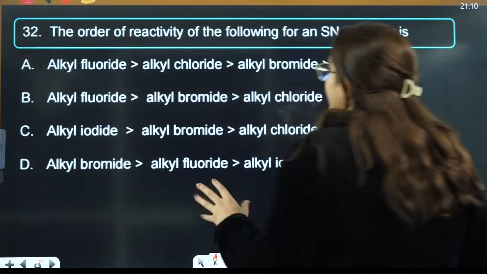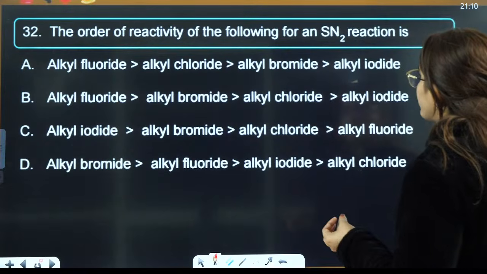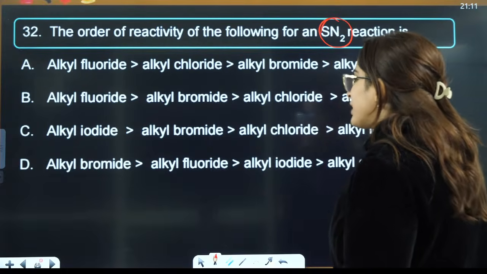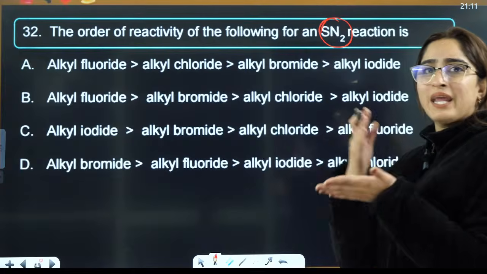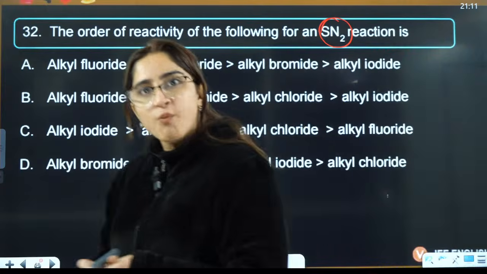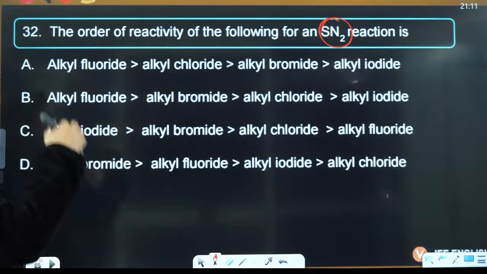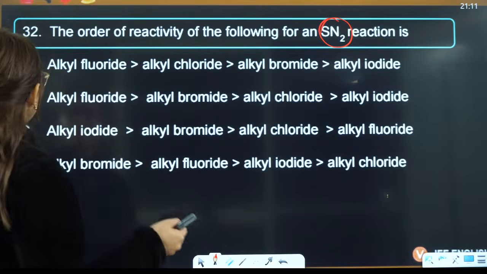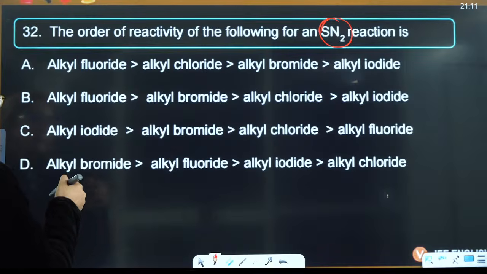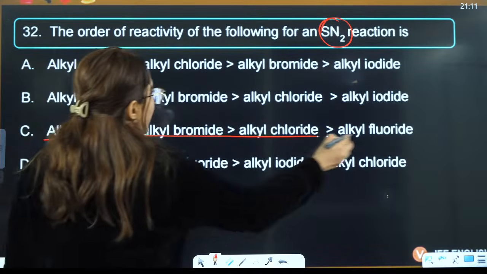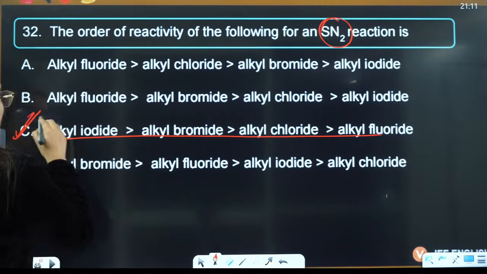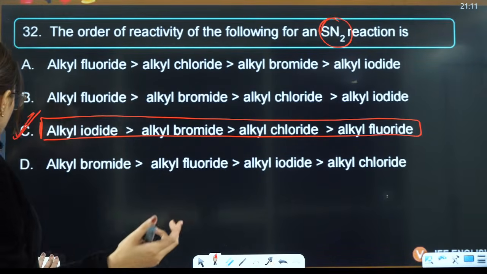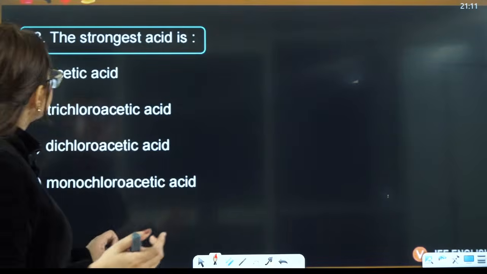Now they are asking the order of reactivity of the following SN2 reactions. In SN2 reaction, again you just need to break the R-X bond here. That means down the group, size increases, bond length increases, and it is easy to break. So alkyl iodide, then bromide, chloride, fluoride. Answer is going to be C. Down the group size increases, bond length increases, it is easy to break.